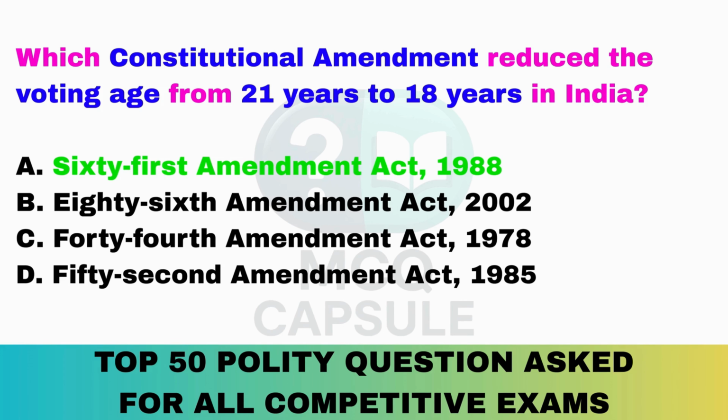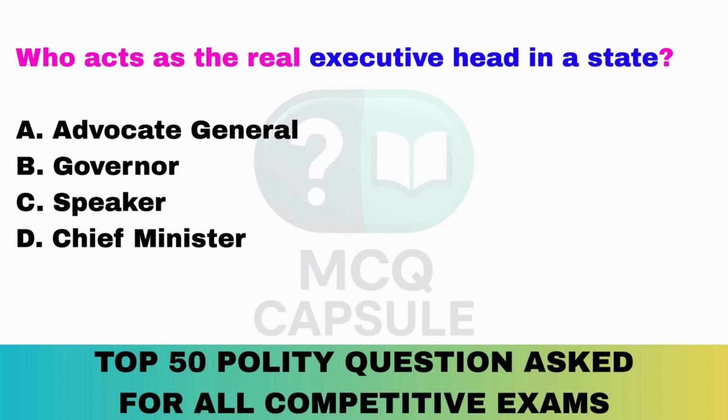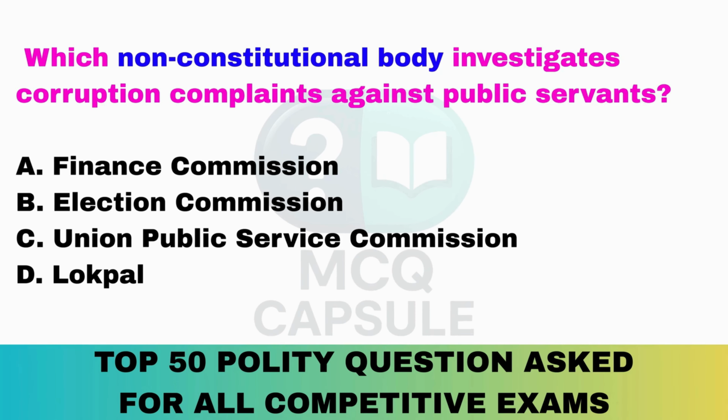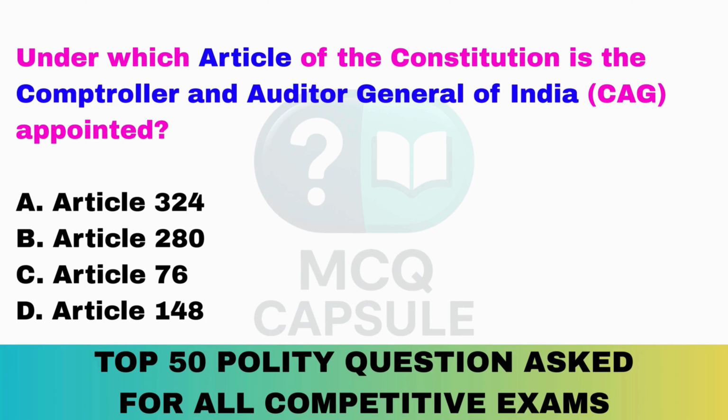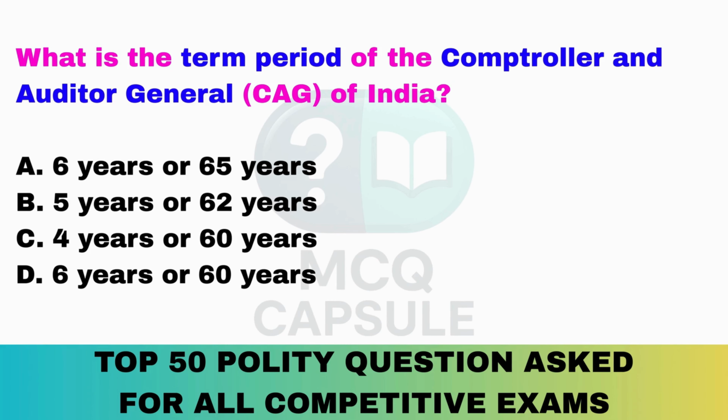61st Amendment Act, 1988. Who acts as the real executive head in a state? Chief Minister. Which non-constitutional body investigates corruption complaints against public servants? Lokpal. Under which article of the Constitution is the Comptroller and Auditor General of India, CAG, appointed? Article 148. What is the term period of the Comptroller and Auditor General, CAG, of India?